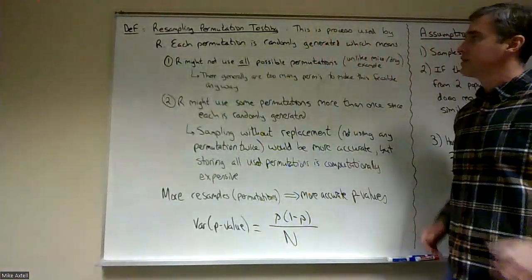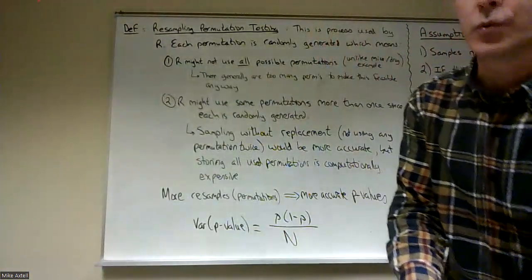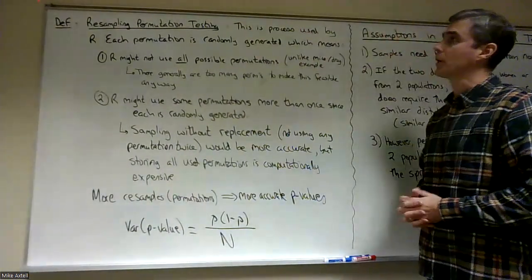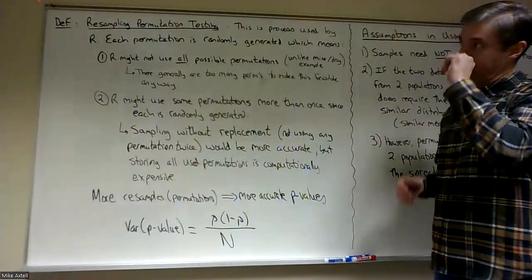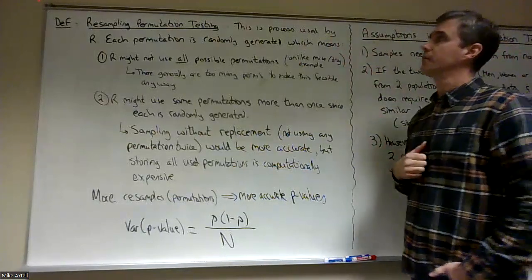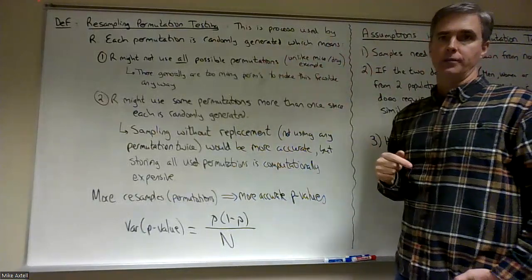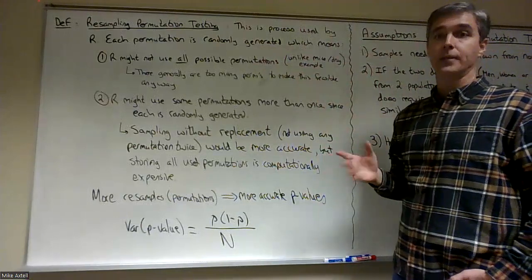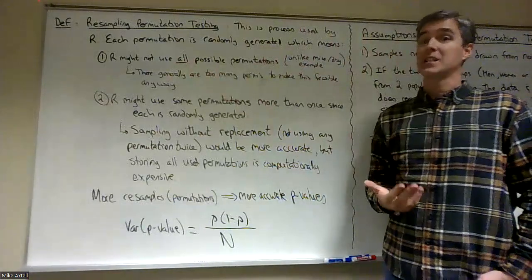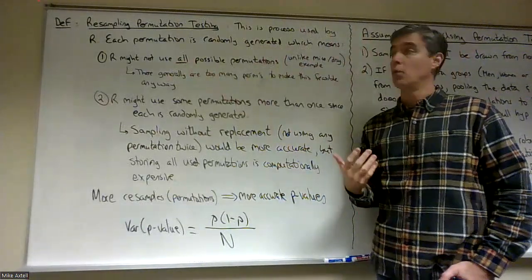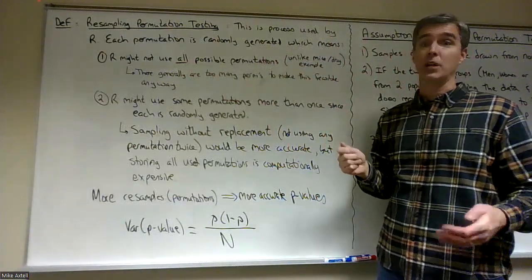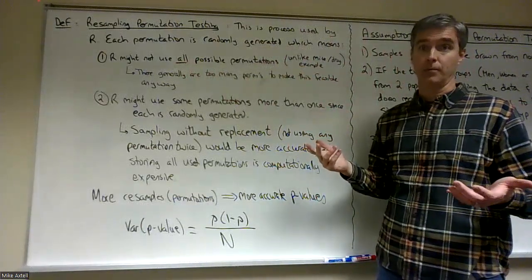Okay, so let's talk more about some of those words, exhaustive versus resampling, that I haven't used much before, okay? So this is resampling permutation testing. This is the process that R uses, all right? Each permutation is randomly generated, okay? And this has consequences. This means that R might not use all possible permutations. In fact, oftentimes it won't, because we're only asking it to do like 10 to the 4th minus 1 or 10 to the 5th minus 1, and there might be 10 to the 8th different permutations possible, okay?